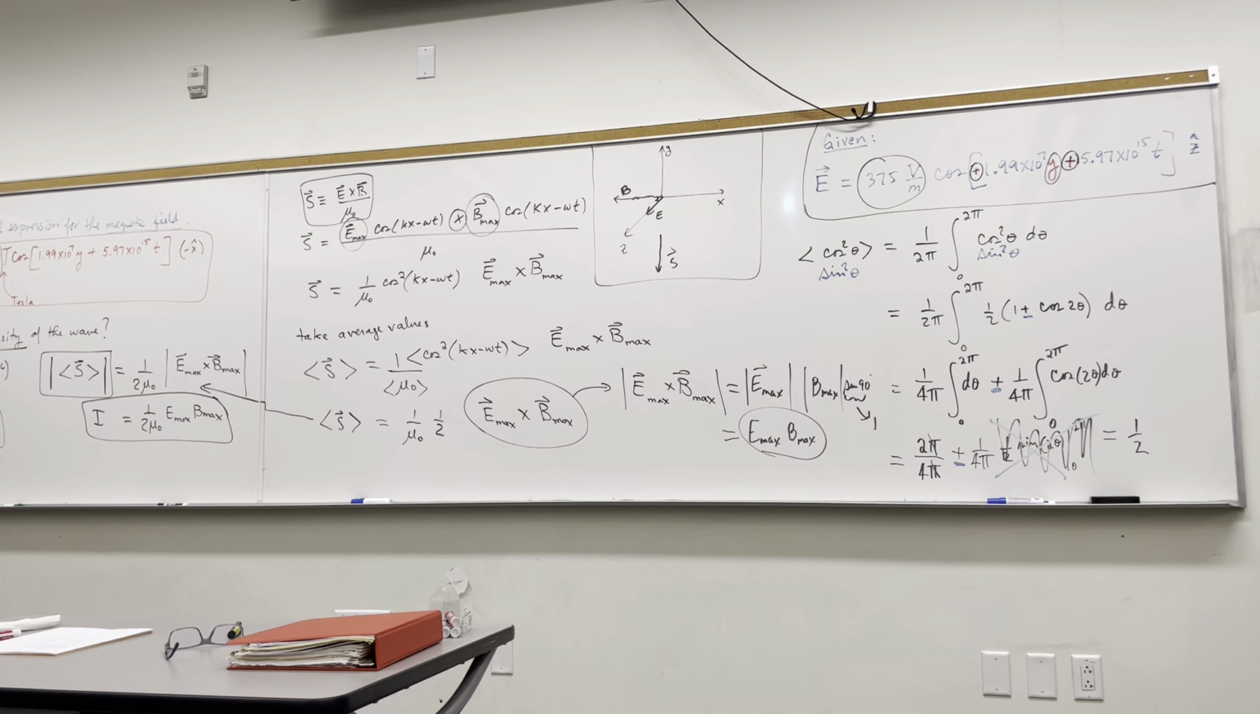Can I erase this? Yes. What's the average value of the cosine square? Is it like 1/2? It's going to be 1/2, correct. So let me show you why that's the case. The average value of the cosine square of theta, I don't care what kx minus omega t is. What's the average value of the cosine square?